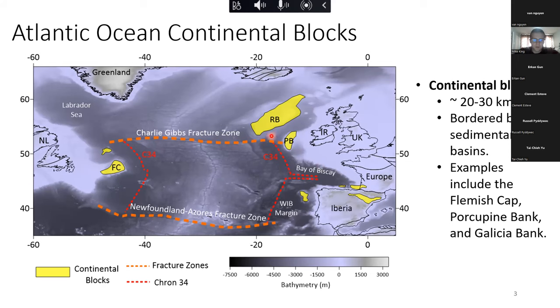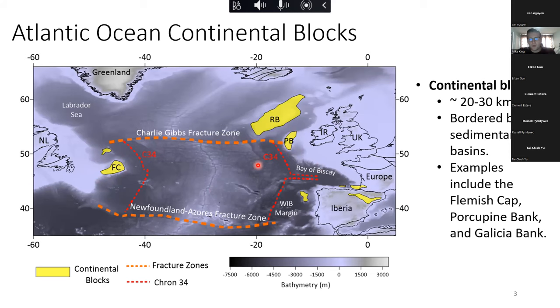On the map on the left-hand side here, we can see some examples of continental blocks throughout the Atlantic Ocean, based on the work of both others and my own work. For example, on the Newfoundland margin, the Flemish Gap is an example of a continental block, right here, that I'll be talking about quite a bit today. And if we go across to the Irish margin, we also have the Porcupine Bank, shown right here.